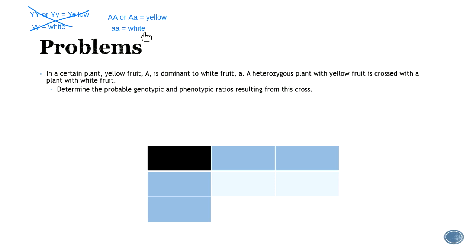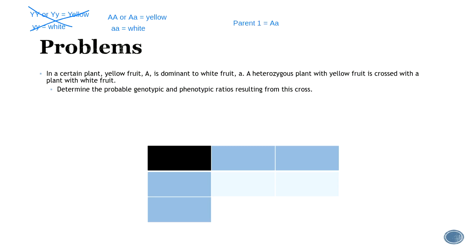We read the problem. We found out what's dominant, what's recessive. Now we made our legend. So let's recap. Now find the genotypes of the parents. A heterozygous plant with yellow fruit. So I'm going to write parent 1. They're heterozygous, so that tells me they have both alleles. Okay, so there's that one.